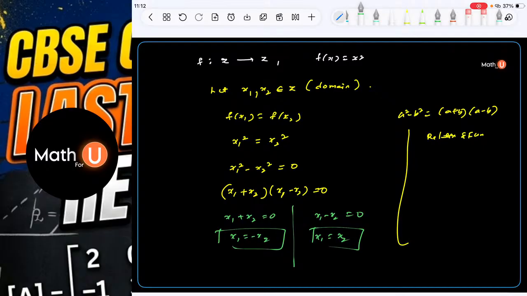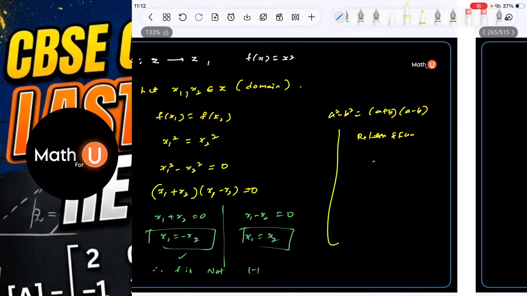If you consider x1 equal to 1, x2 equal to minus 1, and apply this condition, we get 1 equal to minus of minus 1, 1 equal to 1, which is possible, right? That's why there are two possibilities, x1 equal to minus x2, x1 equal to x2. Therefore f is not 1-1.